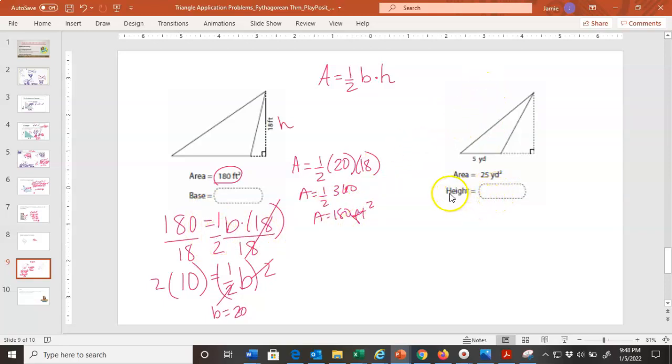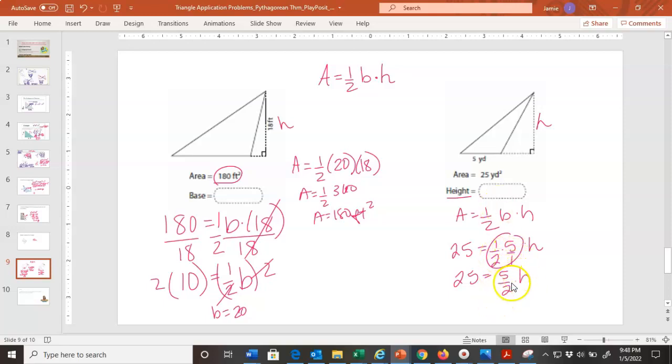Let's do this one. Now they want us to find the height. So let's fill in what we know. I'm going to write the formula here. We know the area is 25, and we know the base is 5. And we want to find h. So we have 25. If you want, we can combine these, right? 1 times 5 is 5. 2 times 1 is 2.